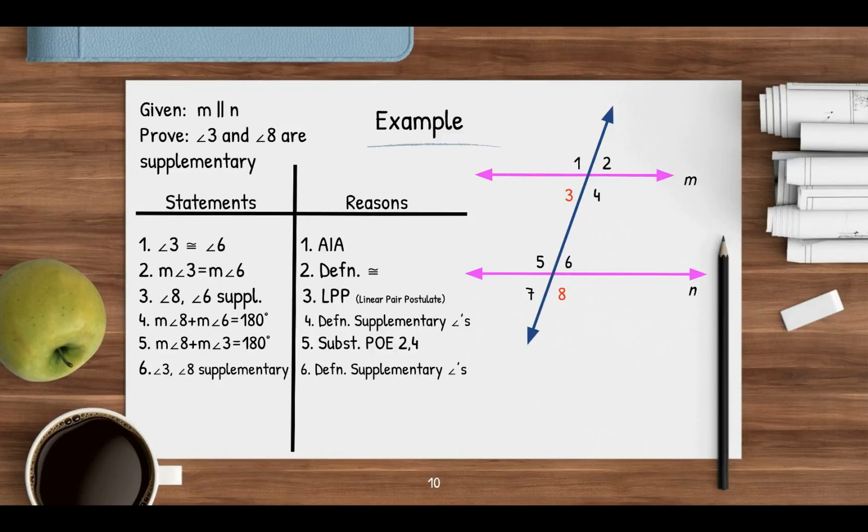So 3 and 8 are supplementary. Now, here's very good advice that I know you're going to laugh at, but I have at least 2 students in every class every year who do this. Once you get to exactly what you're trying to prove, stop. Stop proving things. They get to what they're trying to prove, but they're having so much fun, they just keep going. Don't keep going. Once you get to exactly what you're trying to prove, stop your proof.